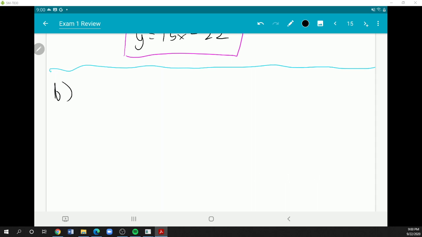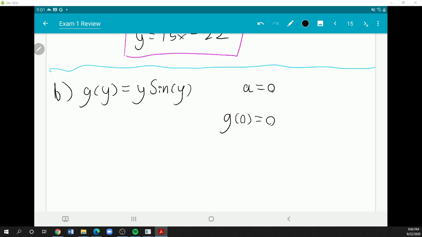So next here I finally tried to concede a little bit and do functions that weren't f of x. So g of y is y sine y. So we need to find the derivative here. So let's do that. First let's find the point. Really I should do that first because it makes things less weird. So g of 0 is equal to 0. Both y and sine of y are equal to 0. So that's my origin point.